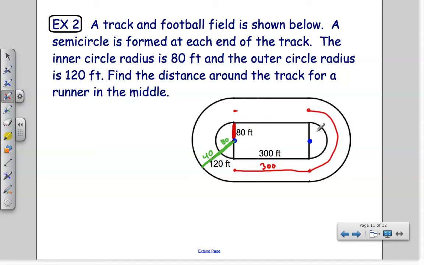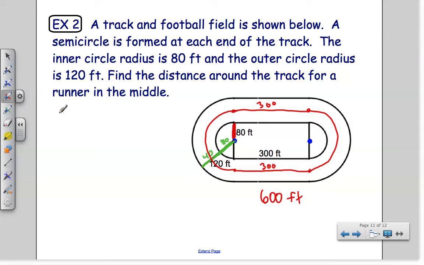Now we're in the middle of this track, going around. This is half of a circle. I need to find that distance. Then we're going to run this straightaway, which again is another 300 feet. And then we're going to do our semicircle loop at this end. Another semicircle or half circle there. Well, I know the straightaways are a total of 600. That's easy. 600 feet, right? 300 and 300. But I need to know the distance we're running around the track.